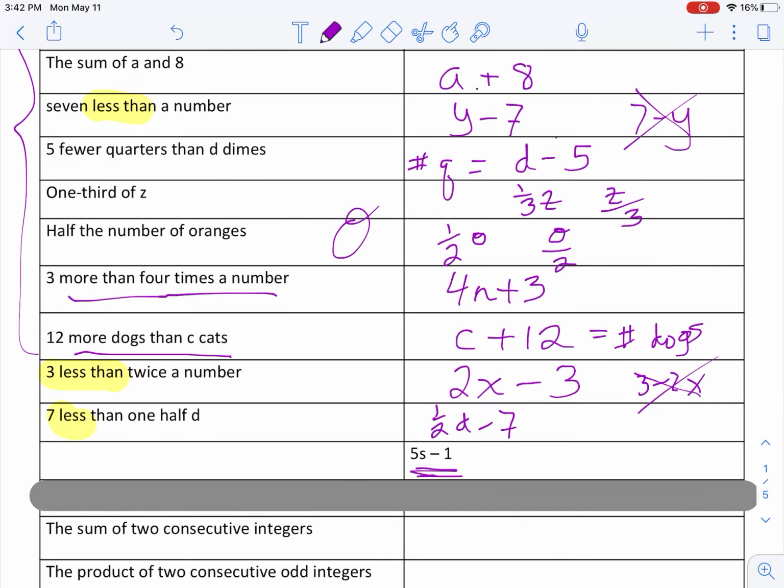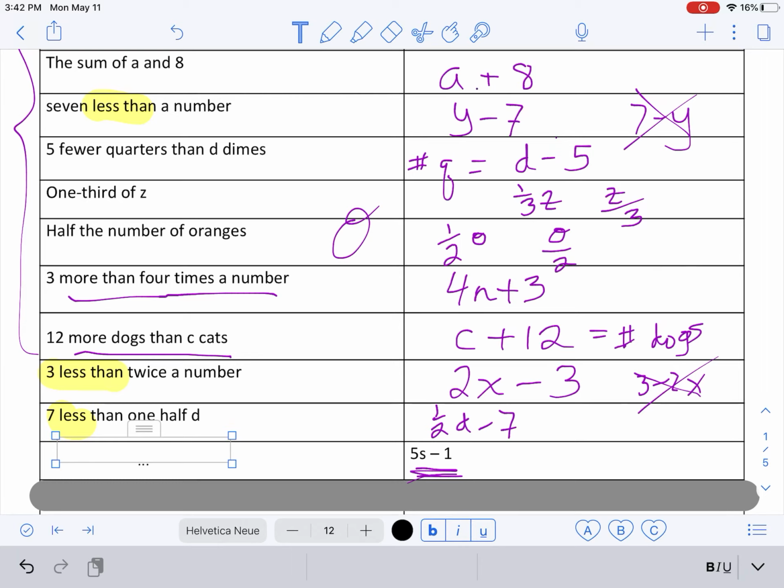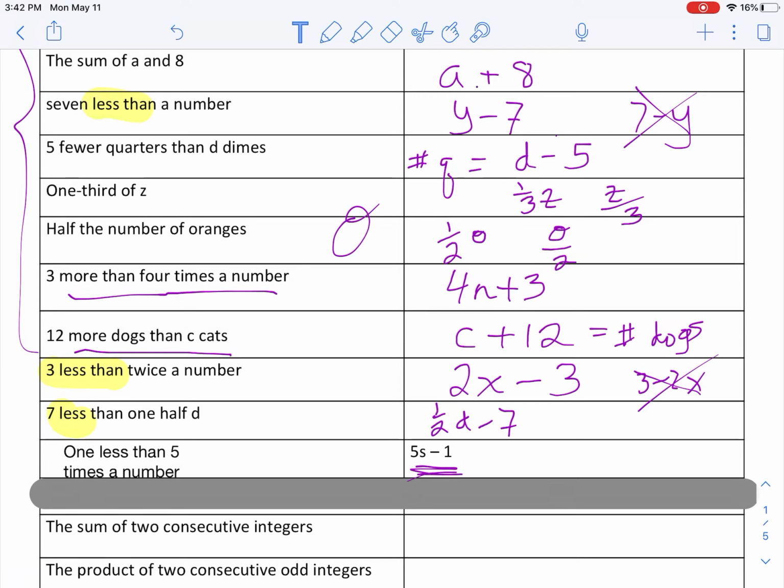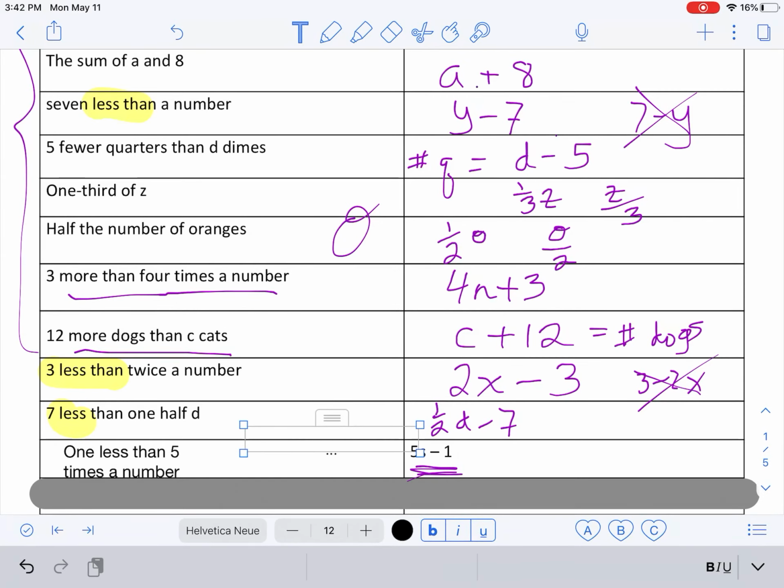Now, sometimes I'm going to ask you to go opposite. So how would you express this? You could do this a couple ways. Let's get our typing feature. So we could do 1 less than 5 times a number. Another option is we could do 5 times a number, then diminished by 1.